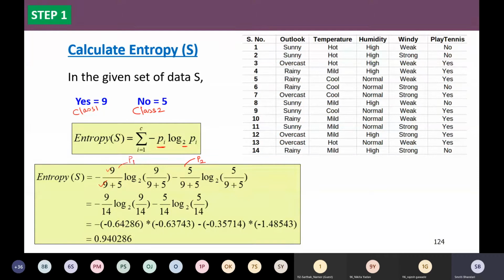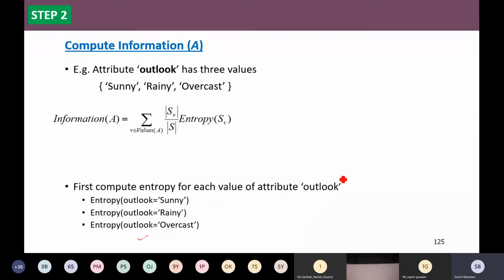Right? So this is how we are going to compute entropy of data set S. This is step number 1. We have computed now entropy of the data set S. Now we are going to compute information for every attribute.